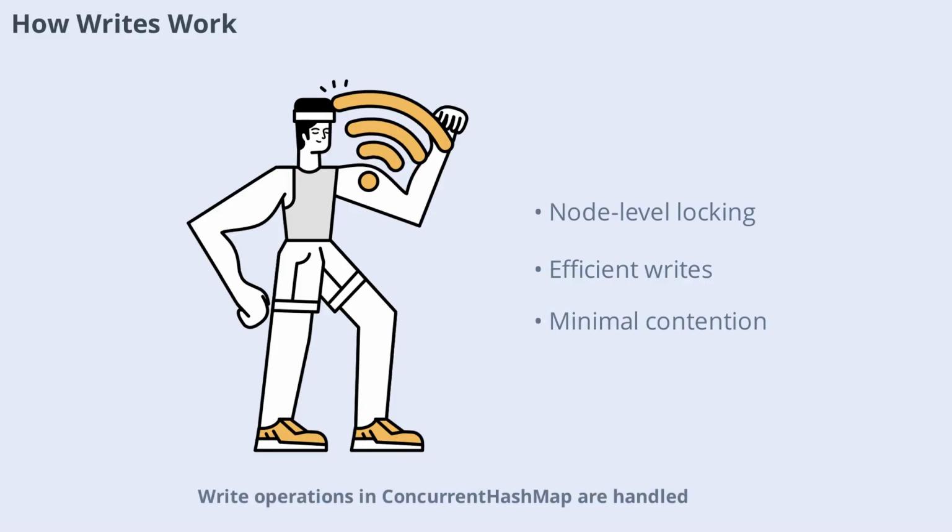Write operations in ConcurrentHashMap are handled with care to maintain thread safety. When a thread needs to update a value, it acquires a lock only on the specific node or bucket being modified. This targeted locking approach minimizes contention, allowing other threads to continue working on different parts of the map. As a result, write operations are efficient and scalable, even under heavy concurrent access.